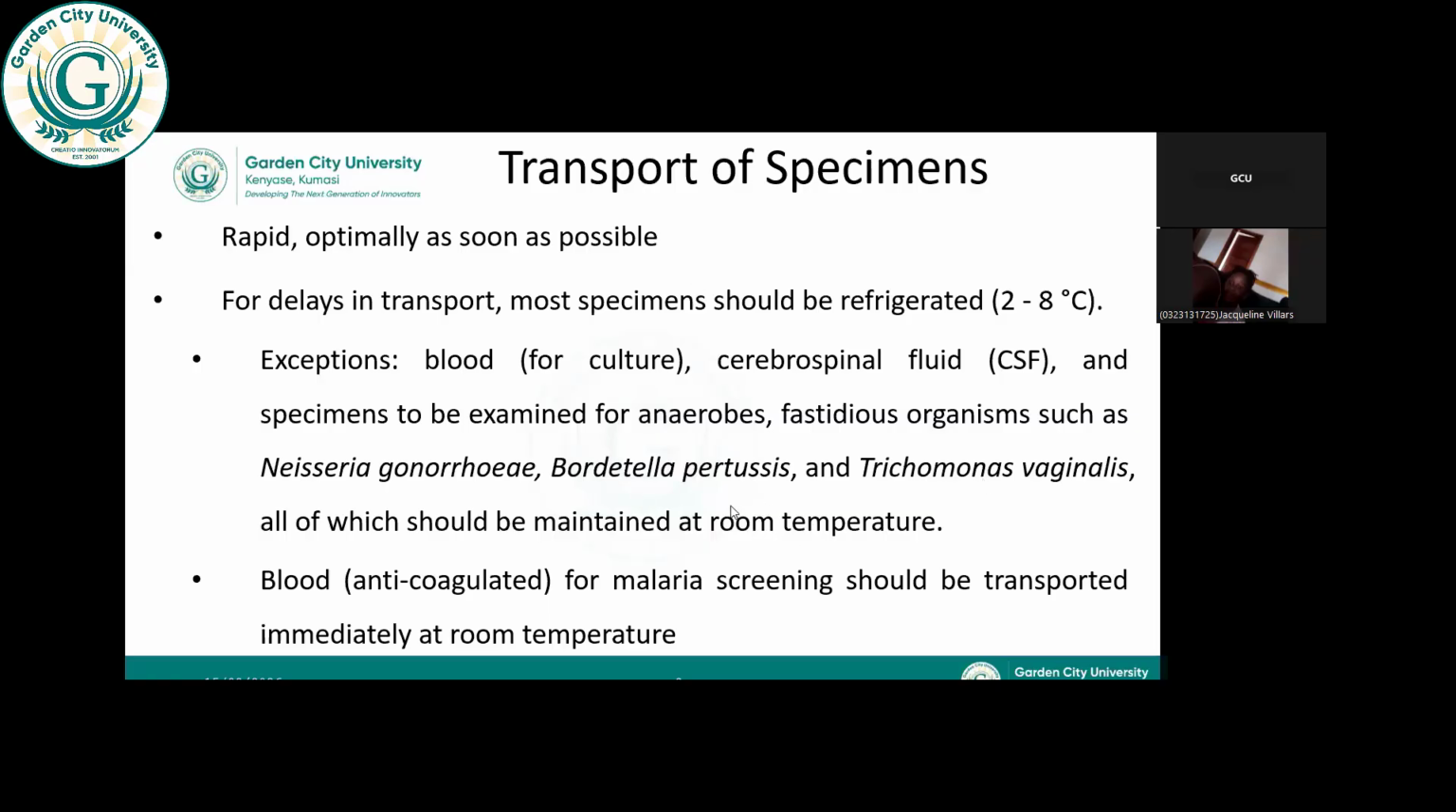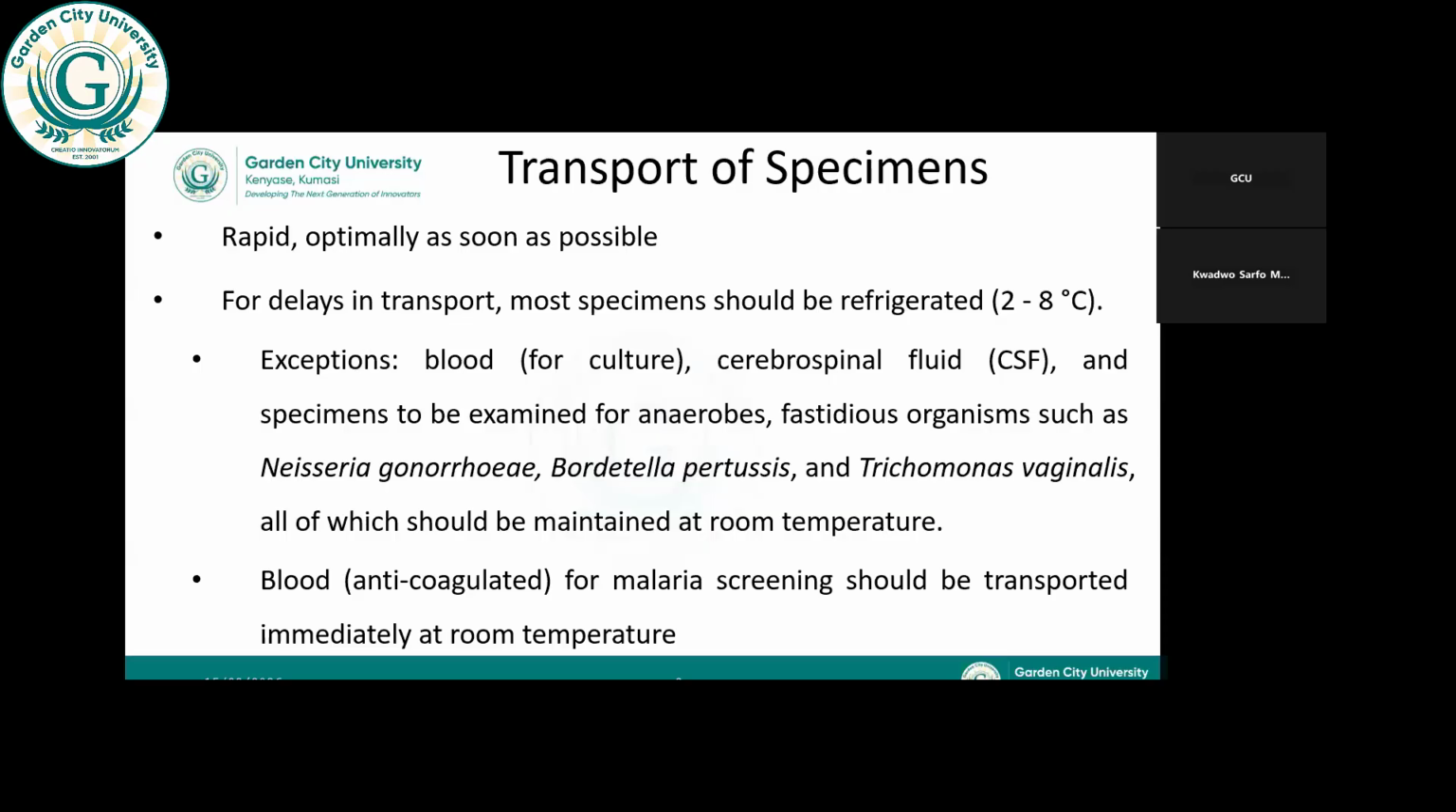These should be kept at room temperature. Room temperature is closer to the body temperature, 37. But if you keep them refrigerated, because this is very low, they may not adapt well, or it will take a long time for them to grow when they are brought into the lab. So we have exceptions for some of these samples.